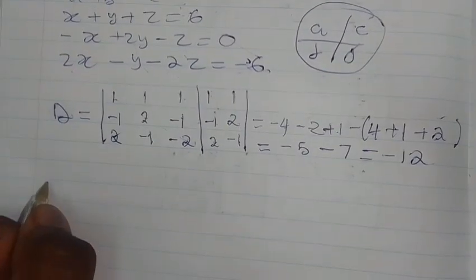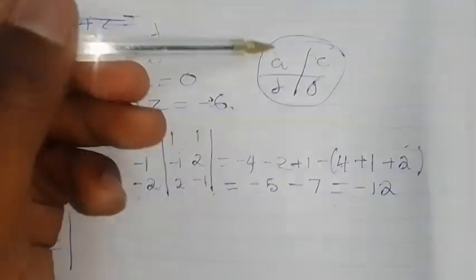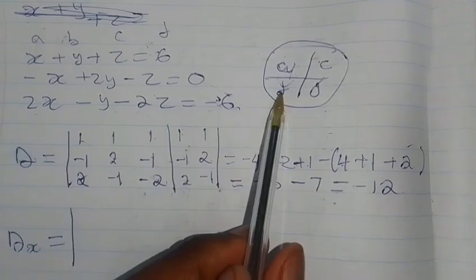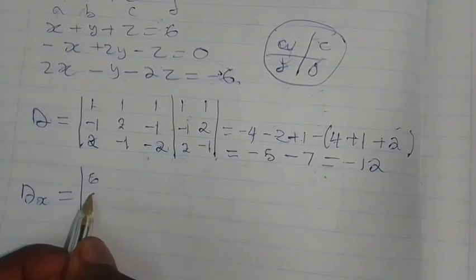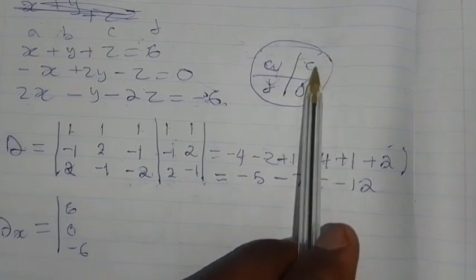So now you want to find the determinant excluding the x coefficients. So that means we exclude A. So A cannot be first. So that means D goes first. So you have 6, 0, and minus 6. And then, since D is first, can C be last? Yes, it can be last.